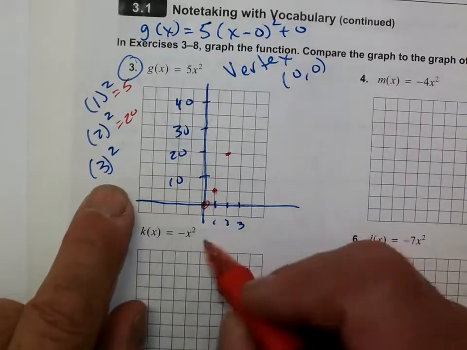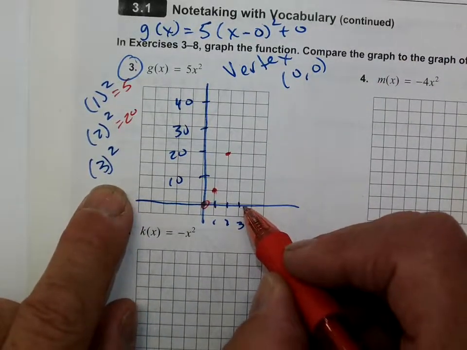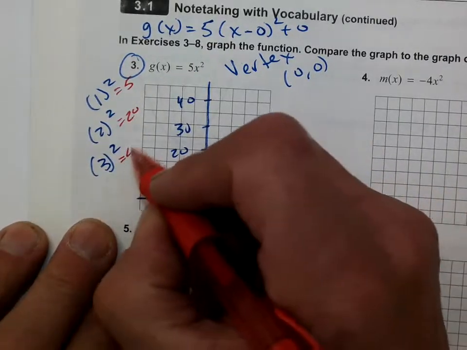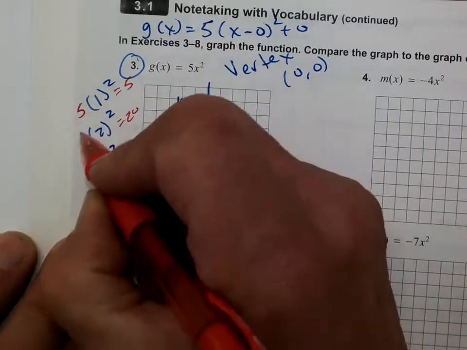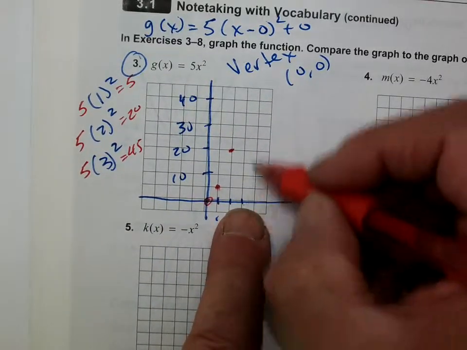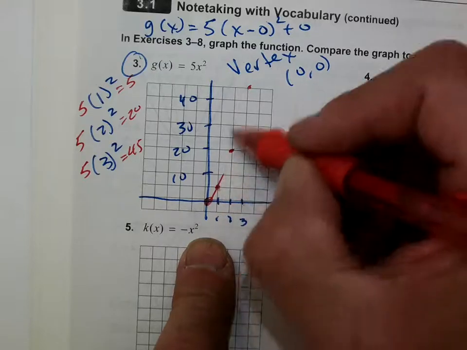Okay, 3 squared is 9, but I'm going to go 5 times as high, so we're going up to 45. So I'm going to go to 45, which is here. Now, my parabola looks something like this.